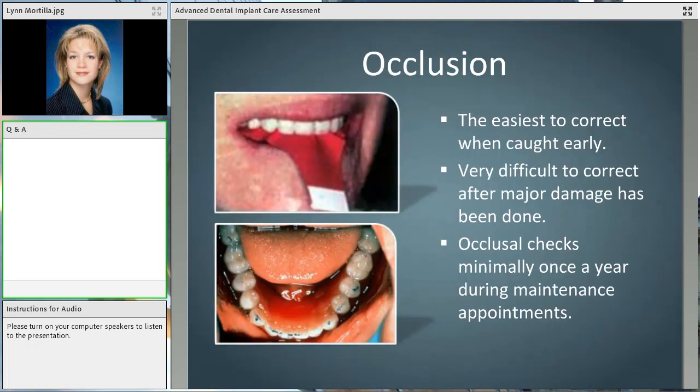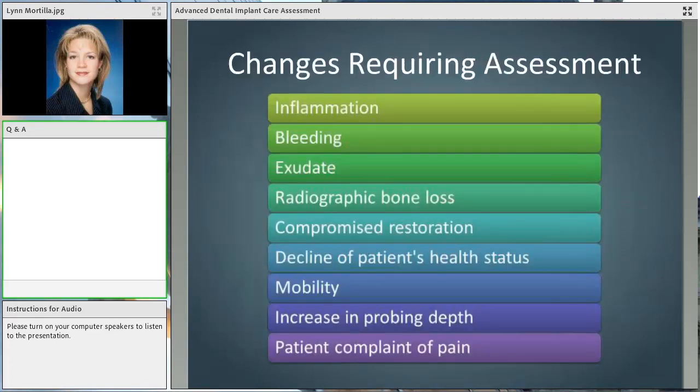Occlusion is very important to be checked routinely for our patients. Absolutely once a year, because once we have occlusal damage that is done, it's hard to correct. In very maintenance-intensive cases where you have a very intricate prosthetic design or multiple units of implants, we definitely might want to think about checking occlusion more than once a year. And it must be notated in the chart that the occlusion was checked and whether the occlusion is acceptable or needs to be changed.